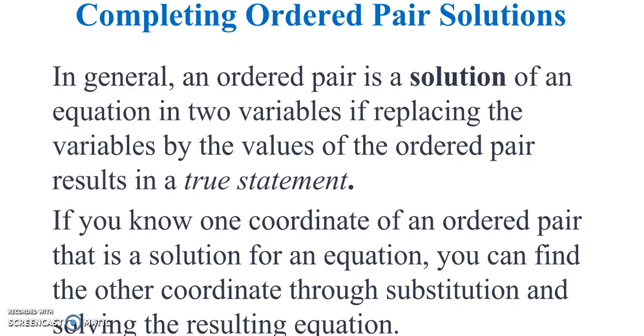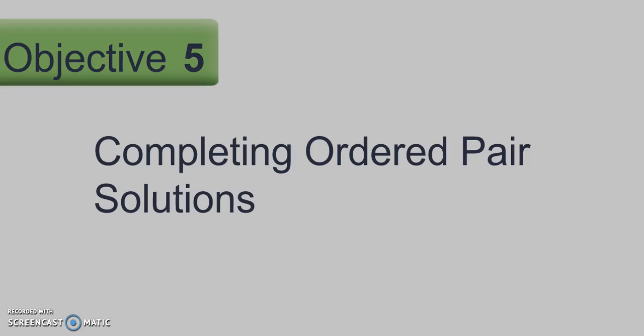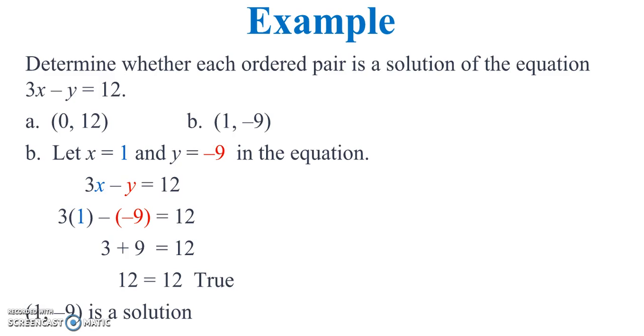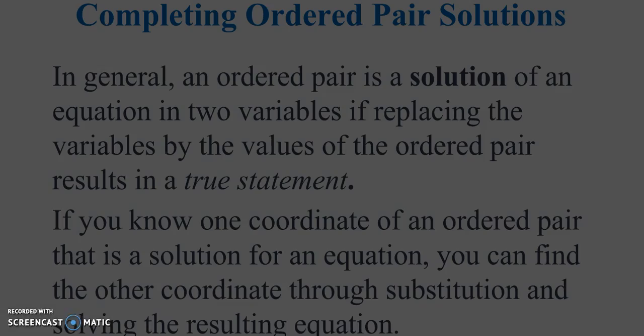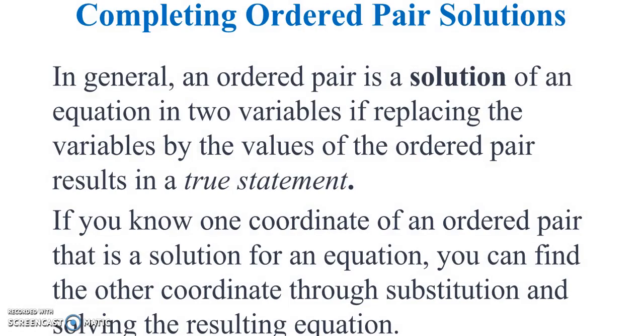Completing an ordered pair solution. All right, so a lot of words. In general, an ordered pair (x, y) is a solution of an equation with two variables if replacing the variables by the values of the ordered pair makes the result a true statement. Only if the result is a true statement. So just like here, we have our 1 and our negative 9. When we replace those, it became true. So then that is our solution. That's what all this is saying.